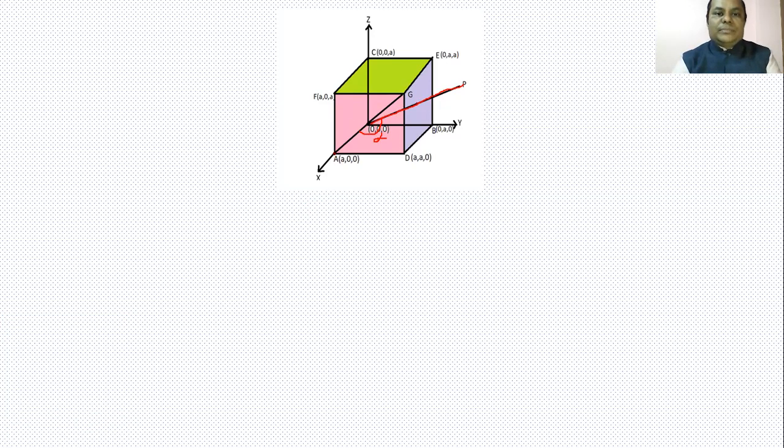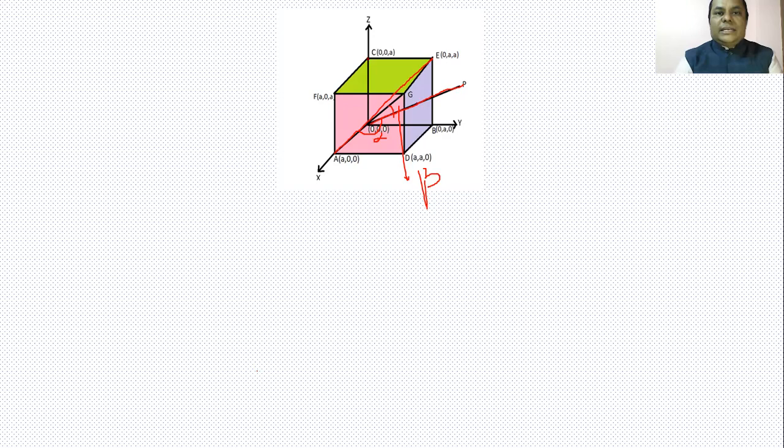Actually, with one diagonal. One diagonal means we can see here, from here to here, this is one diagonal. AE is a longer diagonal. With AE, this line OP makes an angle alpha, and with the others it also makes angles, beta. It means this OG is a diagonal. This diagonal makes an angle beta. Actually, this is beta.